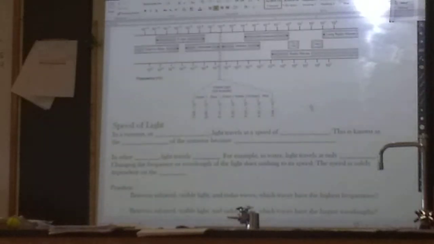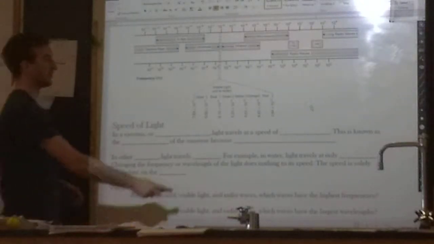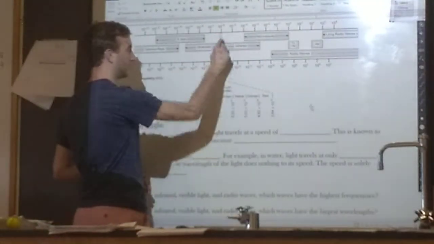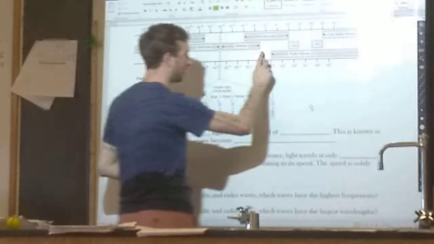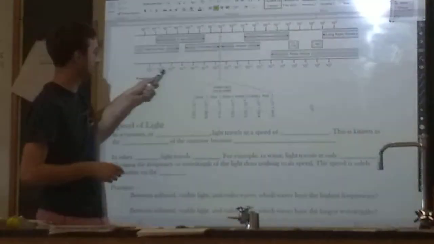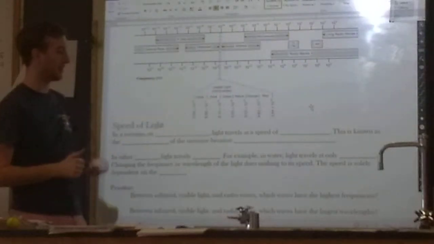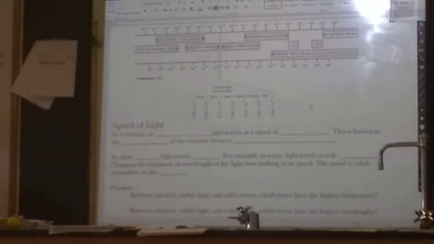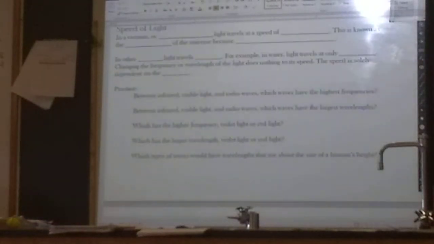We scroll up. Here's infrared. Visible light is right here. Radio waves are down here. Okay? Highest frequency, remember, frequency increases as we go to the left. Visible light has a higher frequency than all of those. So the answer here is visible light.